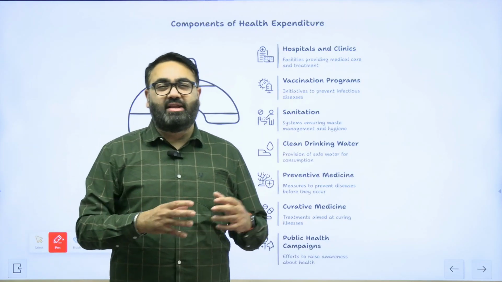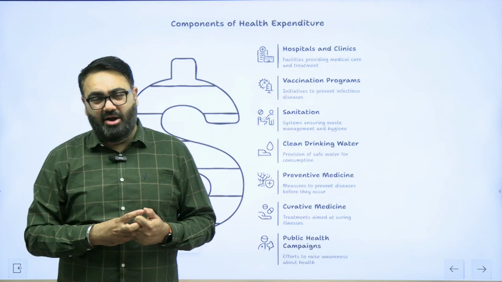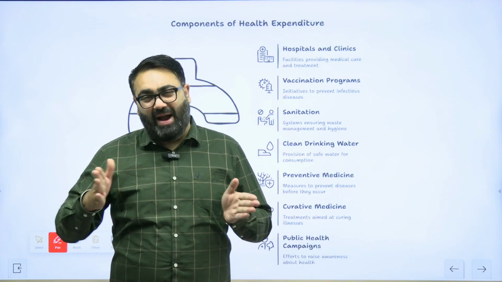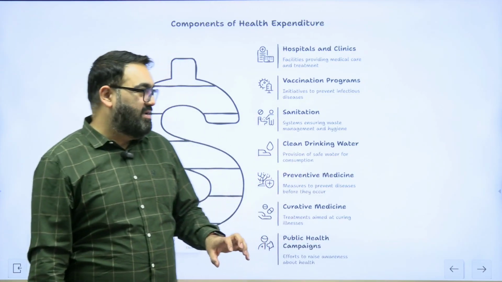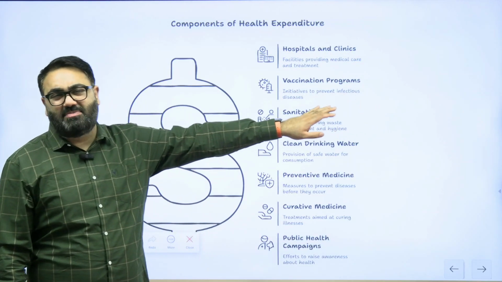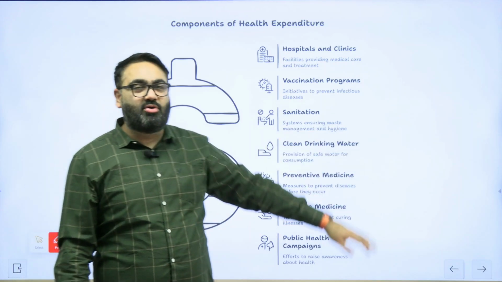Because we all know that the level of healthcare facilities provided is not adequate enough. There is no pattern of taking an appointment. There's a lot of waiting period. All of these are big issues. So the government does spend a lot of money on hospitals and clinics, but a lot more needs to be done. The government runs a lot of vaccination programs in India.